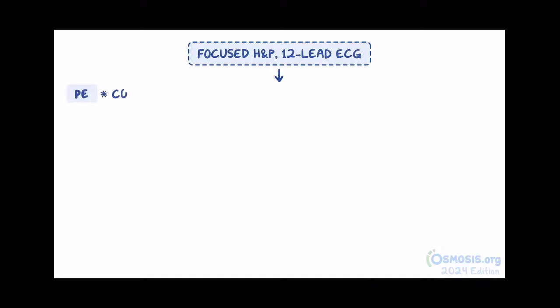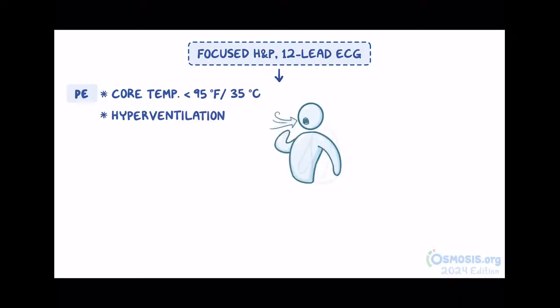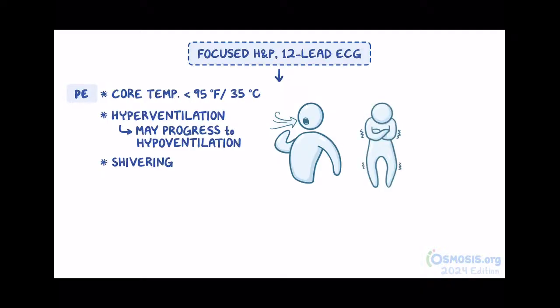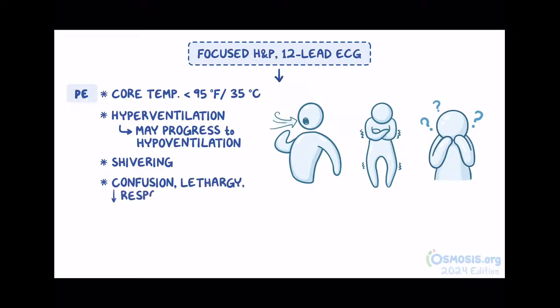Physical examination will reveal a core temperature lower than 95 degrees Fahrenheit or 35 degrees Celsius, as well as hyperventilation initially, and may progress to hypoventilation as core temperature continues to decrease. In addition, you may notice shivering, but keep in mind that shivering will eventually stop if exposure to cold continues. And your patient may also develop confusion, lethargy, and reduced responsiveness.